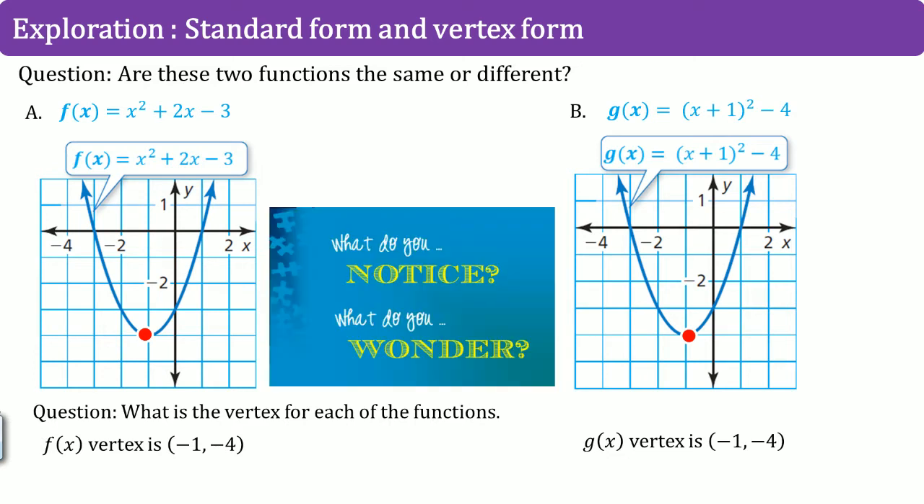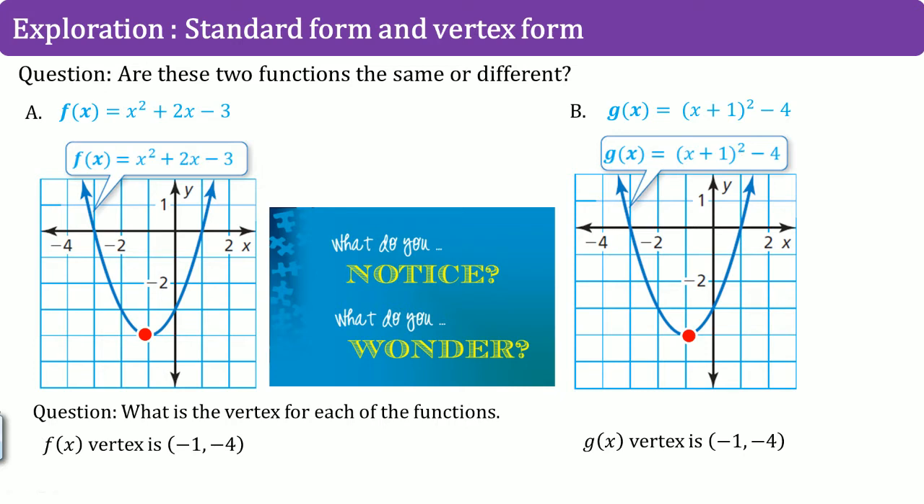Let's do what I notice and what I wonder. I notice that these two shapes look exactly the same. They even have the same vertex. I wonder, why are they the same, even though the two functions here look completely different? This has an x squared plus 2x minus 3, while the other one has (x plus 1) squared minus 4.